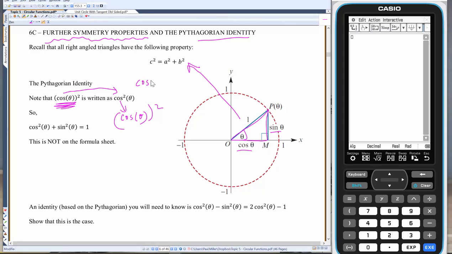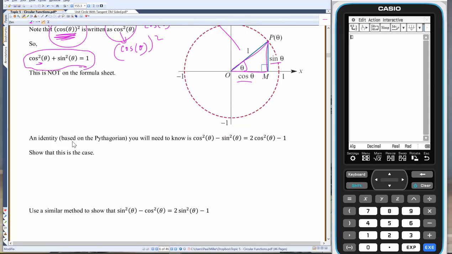What you're not allowed to do is write it like this, or cosine theta in brackets squared, because that could be confusing, because do I square theta or do I square the lot? I'm not too sure which one. So you've got to be clear on what you're trying to do, and you're allowed to use either notation. I'll be using this predominantly. The Pythagorean identity is not on the formula sheet, okay, so you'll need to remember that, but it's based on Pythagoras' theorem, so I hope you'll be fine with that one.